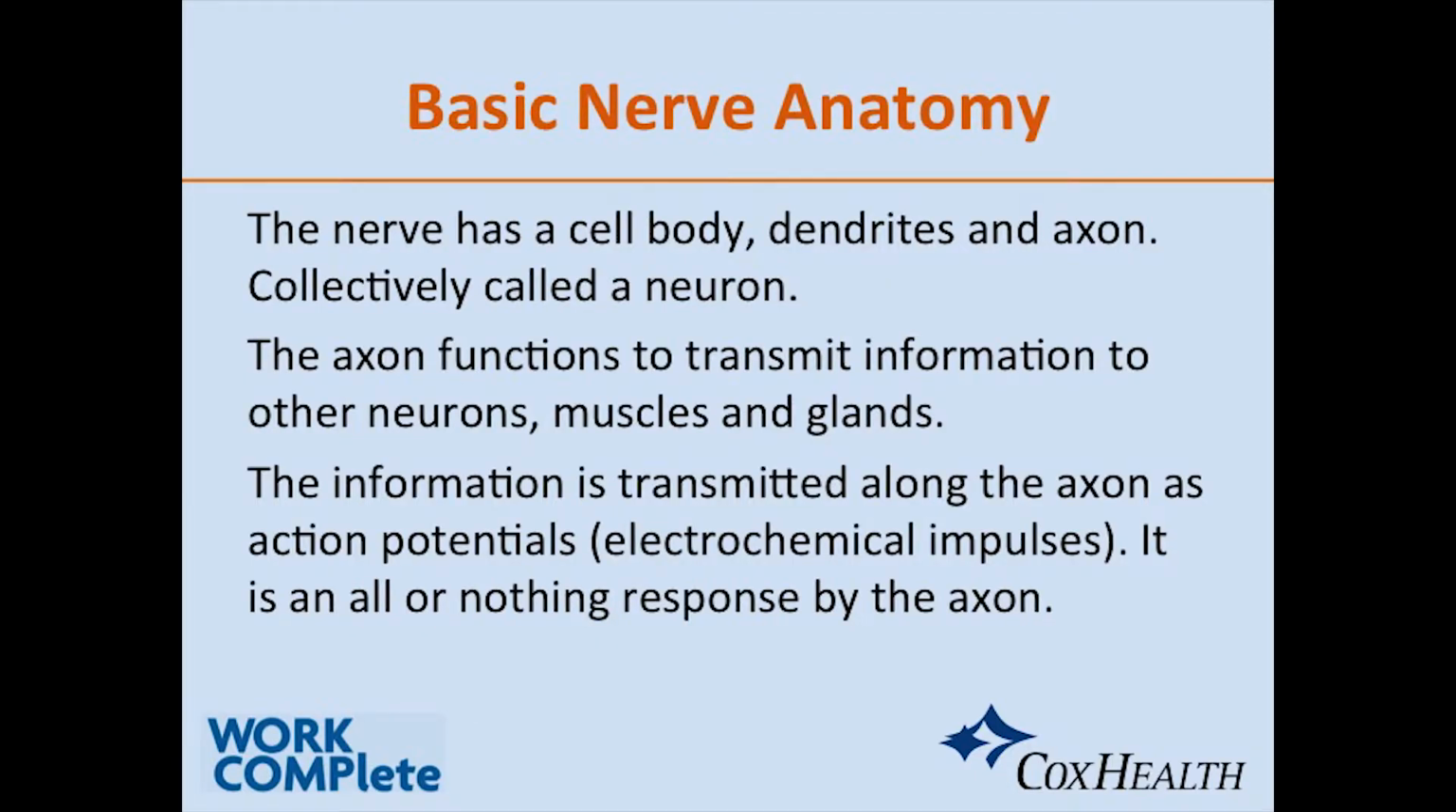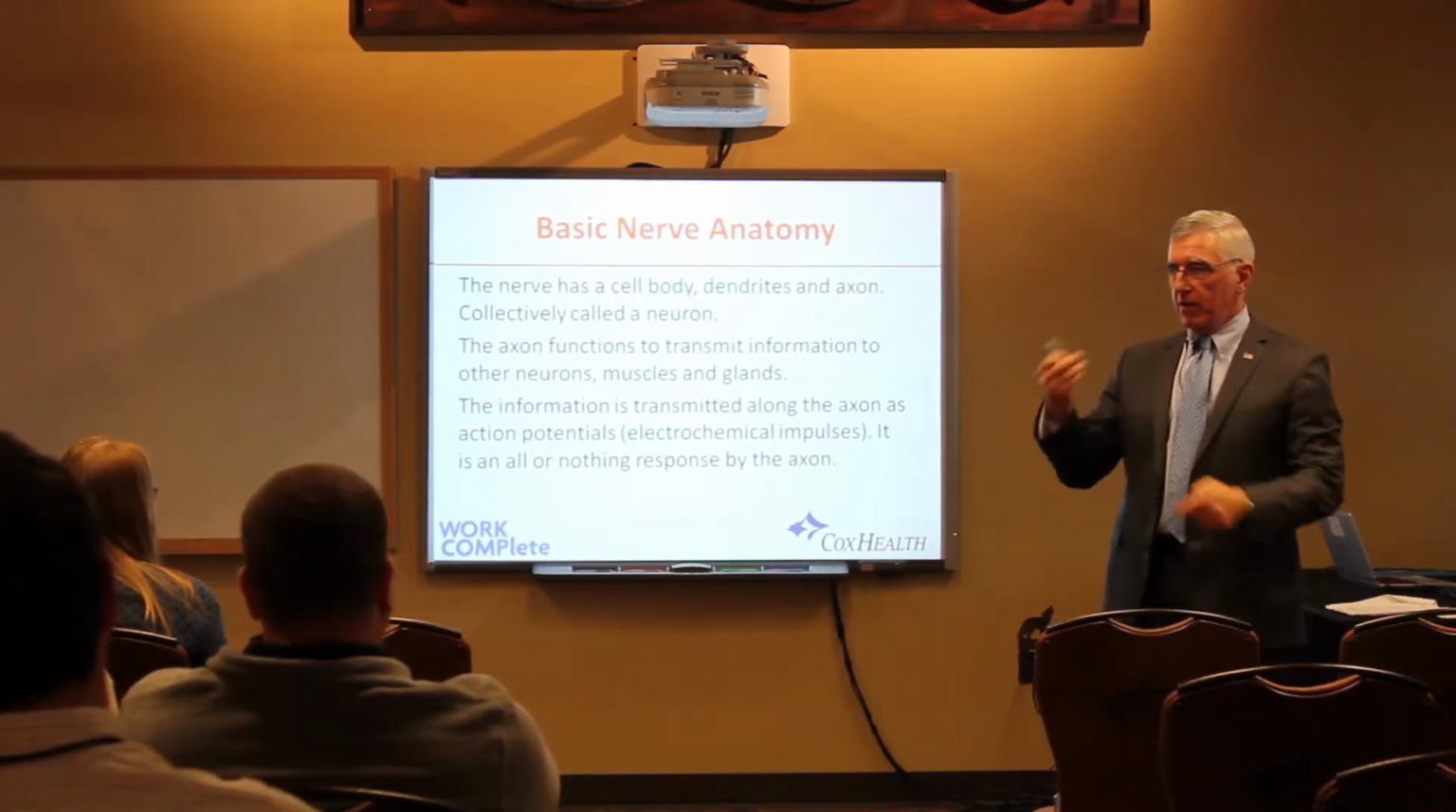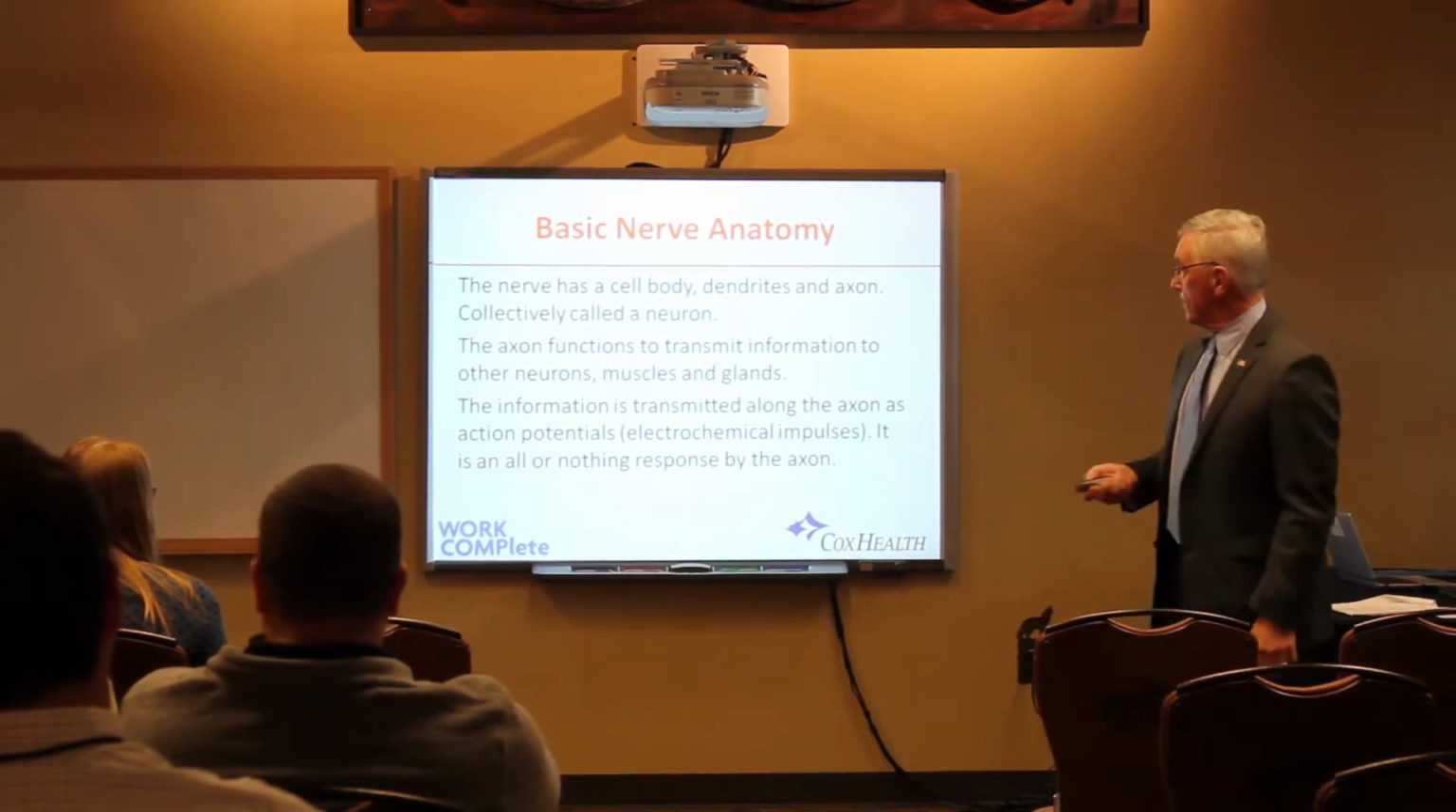Now, the axon functions to transmit information to the other neurons, muscles, and glands. It tells all sorts of information. It can be sensory going to the brain, or it could be motor going from the brain to the fingers or muscles to control whatever it is you're doing.